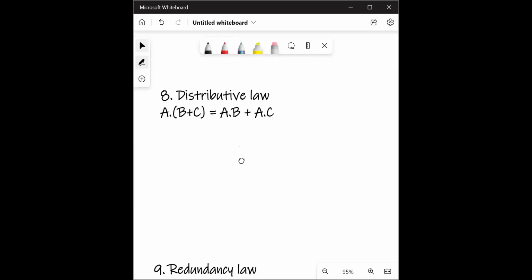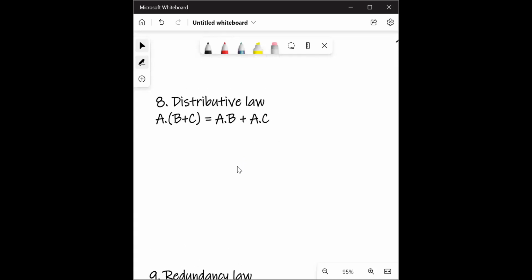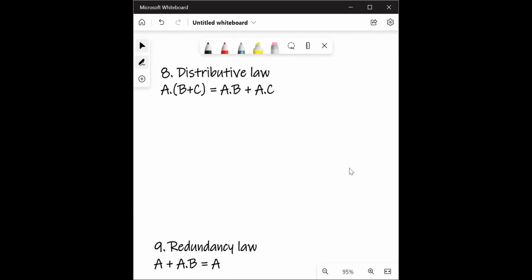Right. So we are going to talk about the next law, the distributive law. That means when you have expressions like A dot B plus C, it's like in Boolean expressions. You have done the same thing in mathematics. Similarly, you can expand this by multiplying A with B plus A with C. So this is called distributive law, right? So let's take down this and let's draw the truth table. You can share me the truth table.